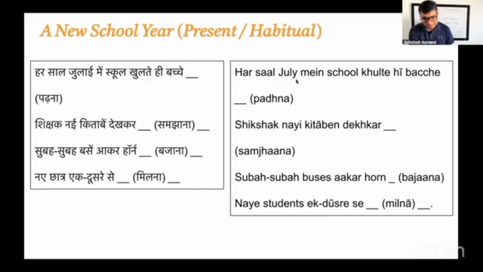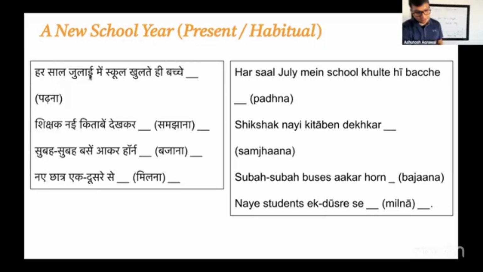हर साल जुलाई में स्कूल खुलते ही बच्चे पढ़ने लगे. It's habitual or present tense. Yeah, हर साल. Okay, so in the previous one, you did the past form of lagna, which is laga, lagi, and lage. So padne lagte hain. Beautiful. Say it one more time.